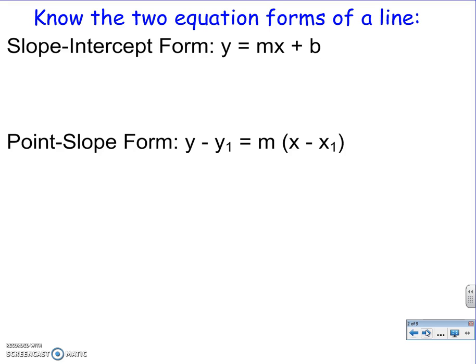You use each one depending on what you have. If you have the slope and the y-intercept, you use the top one. If you have the slope and any point that's not the y-intercept, use the bottom one. But both require slope.